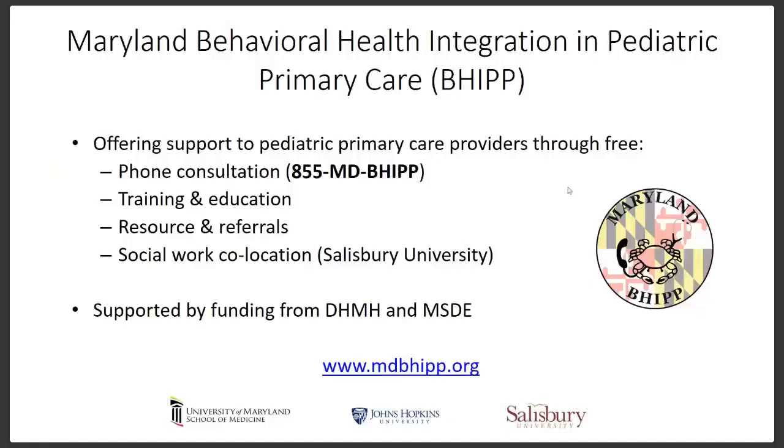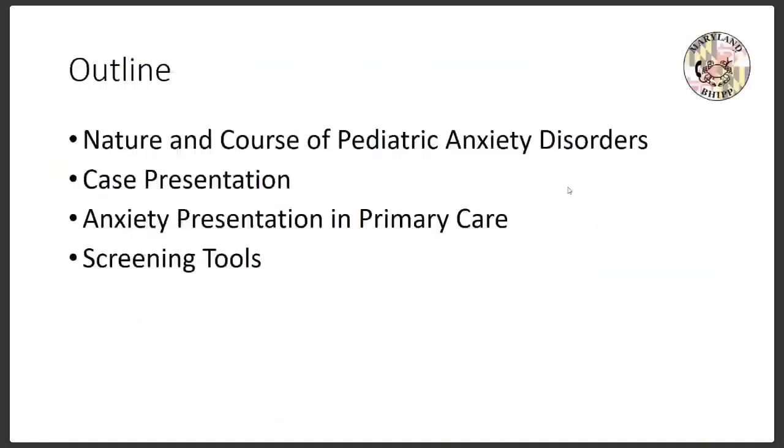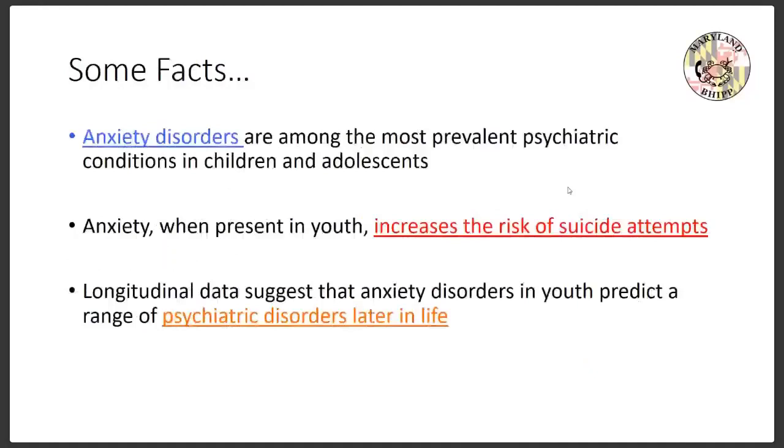Here's a brief overview of what we will be covering in this B-HIPP brief presentation. Some facts. Affecting between 15 to 20% of youth, anxiety disorders are among the most prevalent psychiatric conditions in children and adolescents. Moreover, from a public health standpoint, these disorders, when present in youth, increase the risk of suicide attempts and are associated with significant morbidity and mortality. Additionally, longitudinal data suggests that anxiety disorders in youth predict a range of psychiatric disorders later in life, including other anxiety disorders, substance use disorders, and depression.